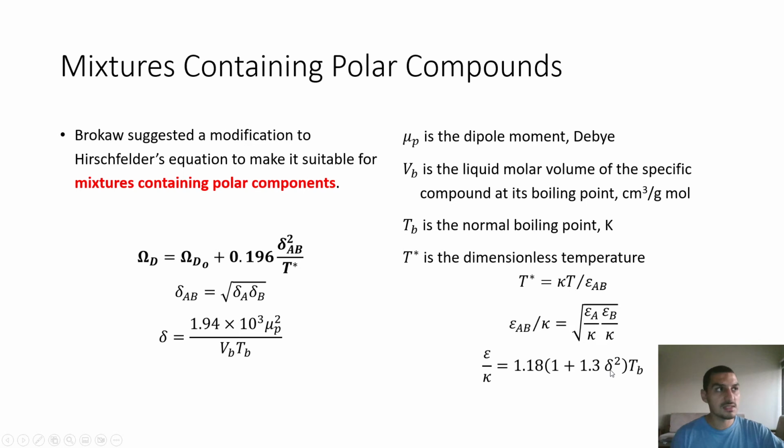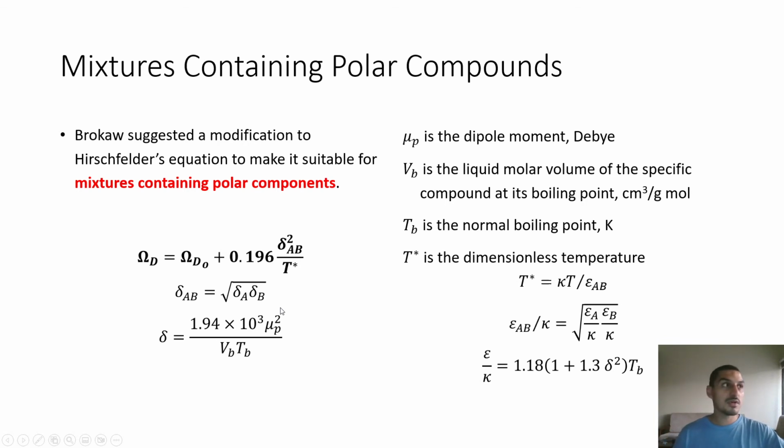So again, this is the same thing, but it's getting longer and more time consuming. So you have to calculate a parameter from another parameter. To calculate epsilon over k, you have to know what delta is, and to calculate delta you have to use this equation, which is again a function of the boiling temperature, or normal boiling point, the liquid molar volume of the compound at its boiling point, which is not a difficult thing to find. And then this is mu, which is the dipole moment.